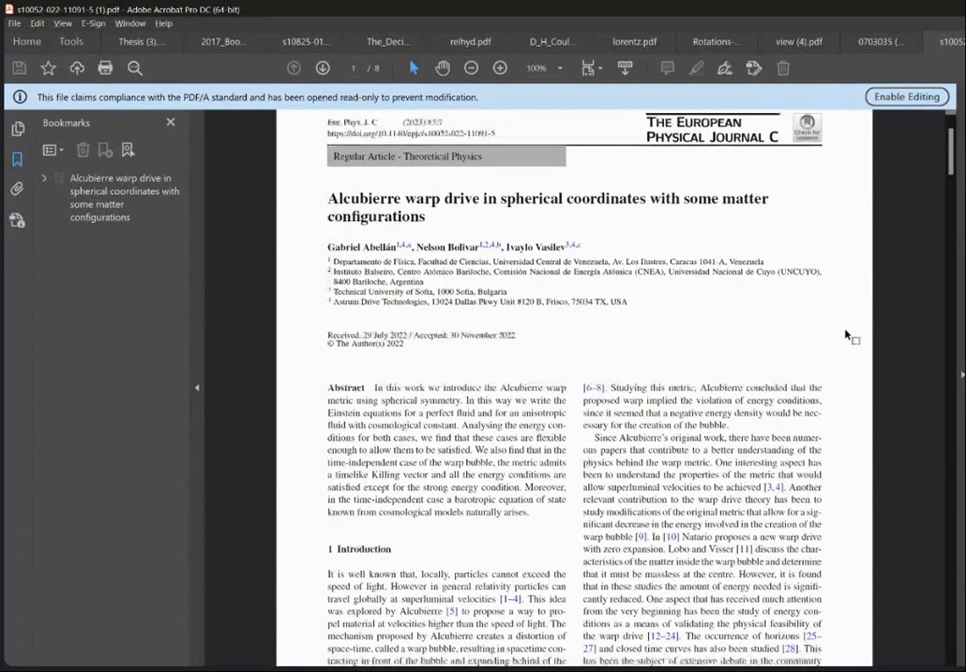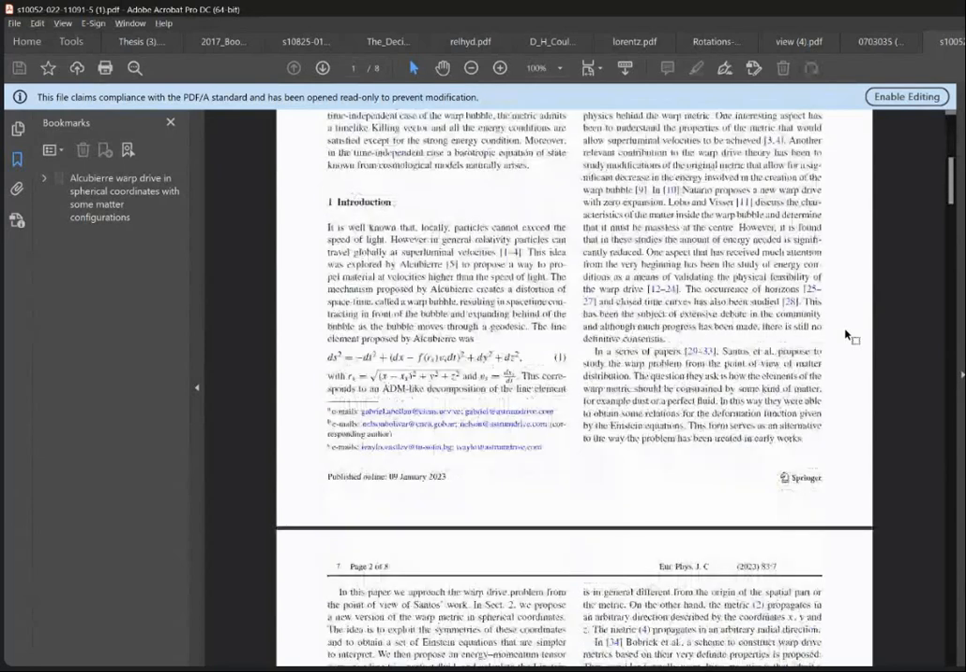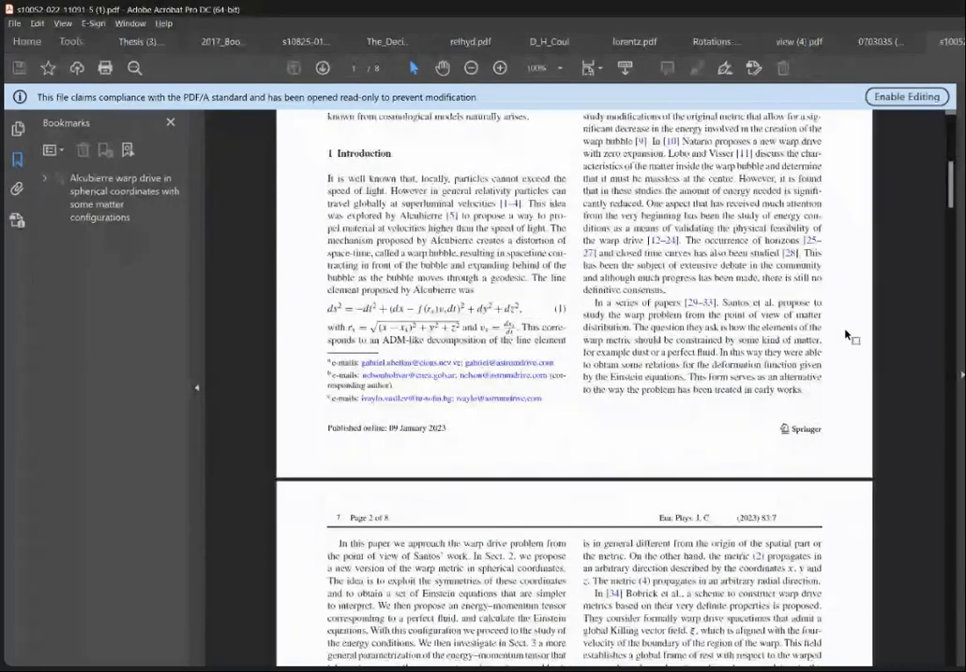Let me go to the article and briefly explain what people already know. People already know this equation one here. This is the line element proposed by Alcubierre in the 90s, and this is quite simple. Let me summarize very quickly. What we have here is the line element in Cartesian coordinates, and in this part we have what we usually call warping in the x direction.